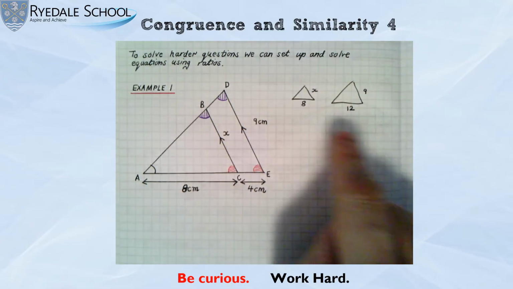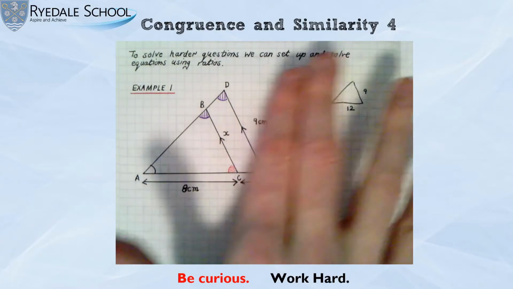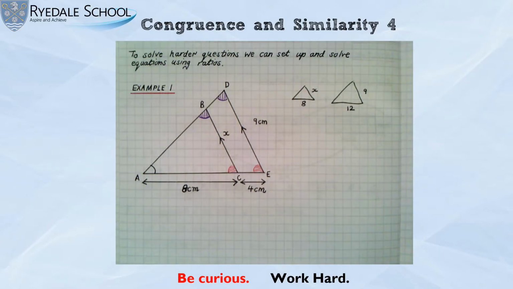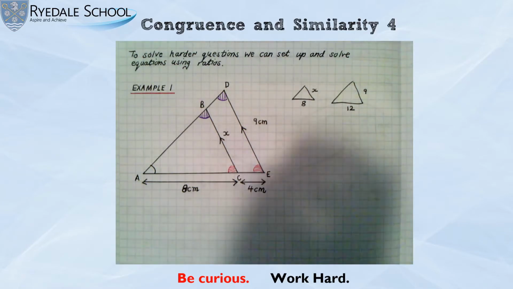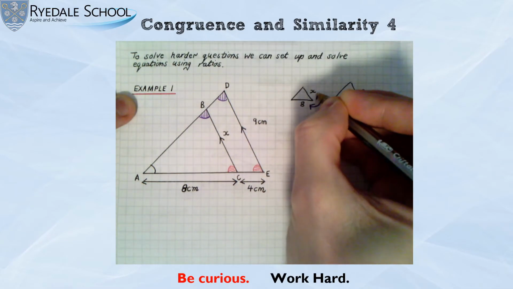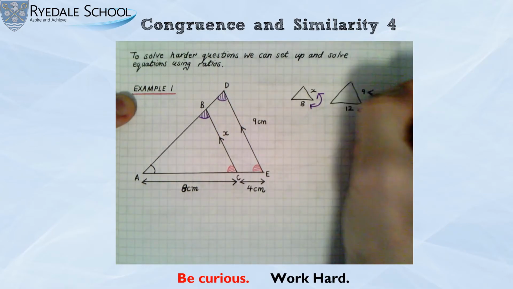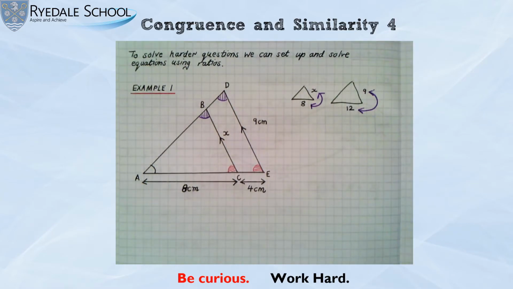Now from here, you could use the exact same maths as last lesson, find a scale factor and work it out that way. But I'm going to use this to show you how we can set up an equation and solve it. And I think for this one, I'm going to do corresponding sides within each shape. Okay, so I know x goes with 8 and 9 goes with 12.